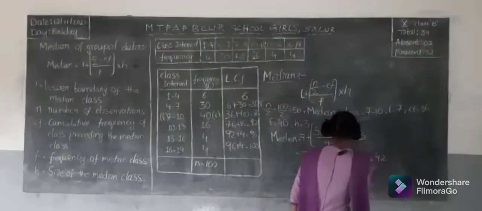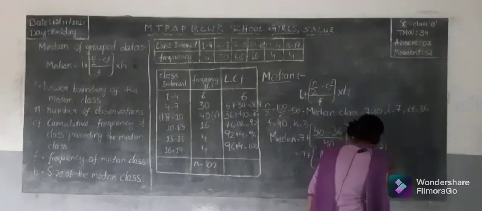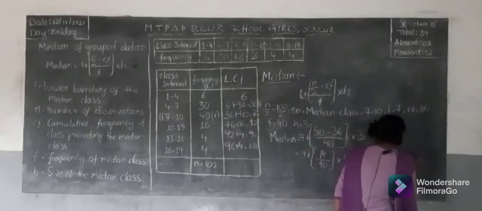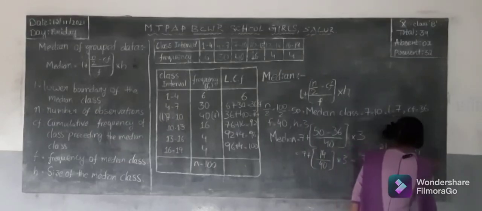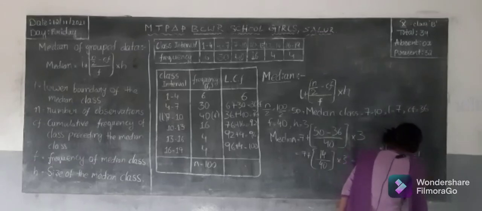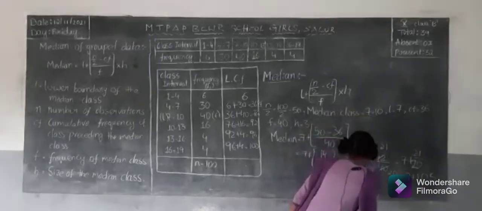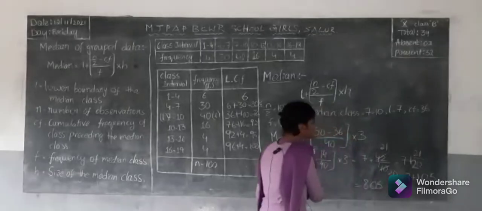So 42 by 40, that is 21 by 20, equals 1.05. So 7 plus 1.05 equals 8.05. This is the median of grouped data.